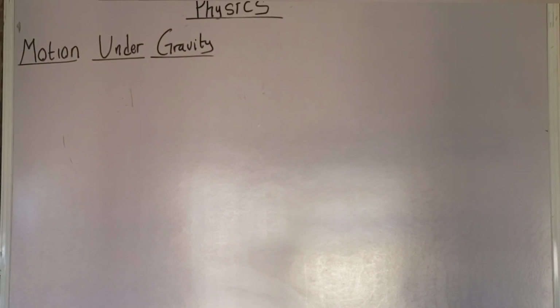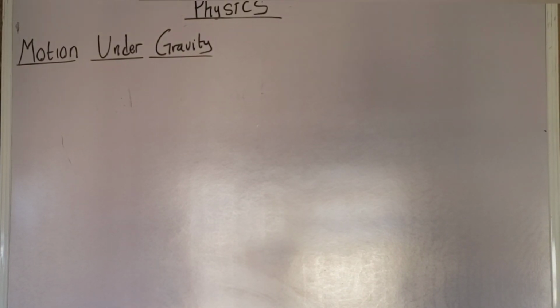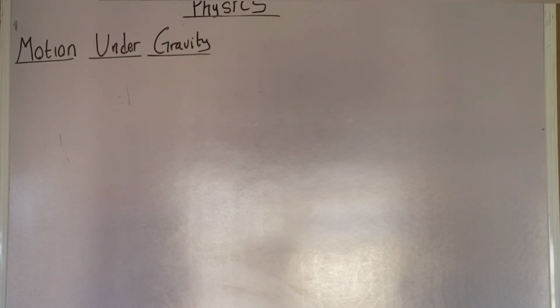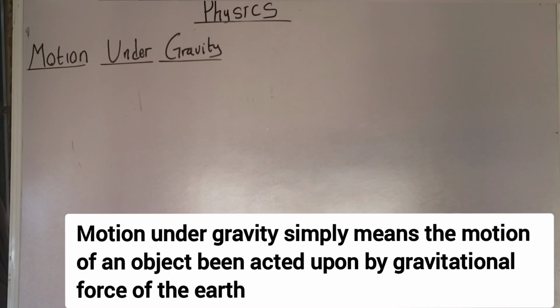In today's class, we are going to go over motion under gravity. What do we mean by motion under gravity? Motion under gravity refers to the motion of an object being acted upon by the gravitational force of the earth. Motion talks about change in the position of an object with respect to time. Now, when a moving body is being acted upon by the gravitational force of the earth, we can say that the object is undergoing motion under gravity.